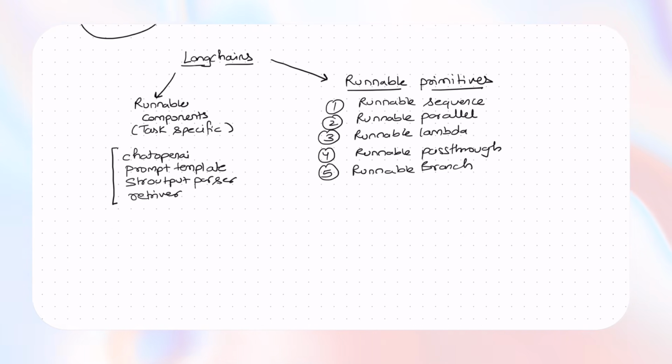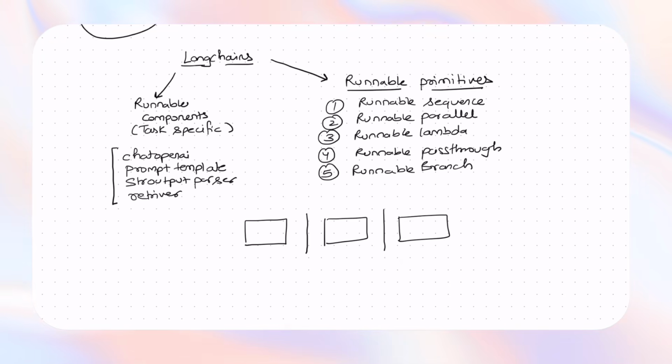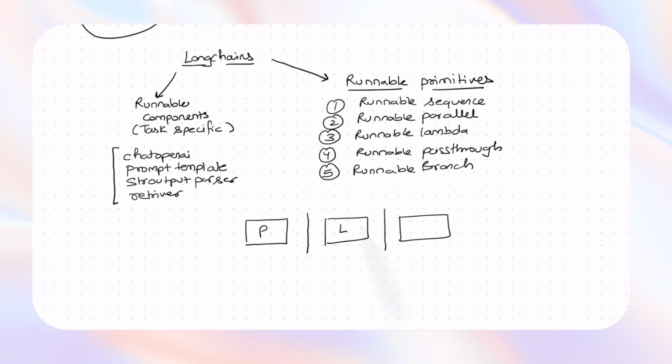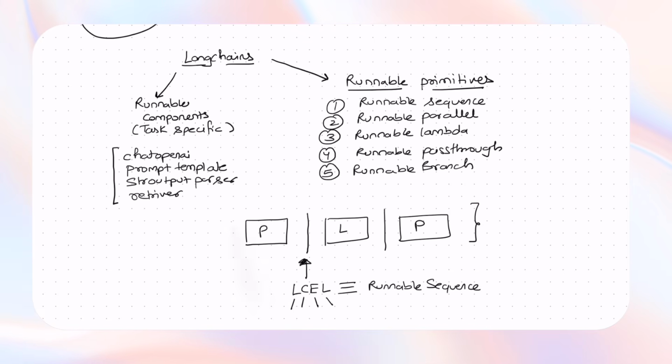Remember in the last video, what we were doing: we were taking the prompt, using this pipe operator, connecting it with the LLM, then using the pipe operator again, connecting it with the parser. So this was your prompt, this was your LLM, and this was your parser. And this particular pipe operator is basically the runnable sequence. It is also known as the LCEL, LangChain Expression Language, which is equivalent to a runnable sequence.